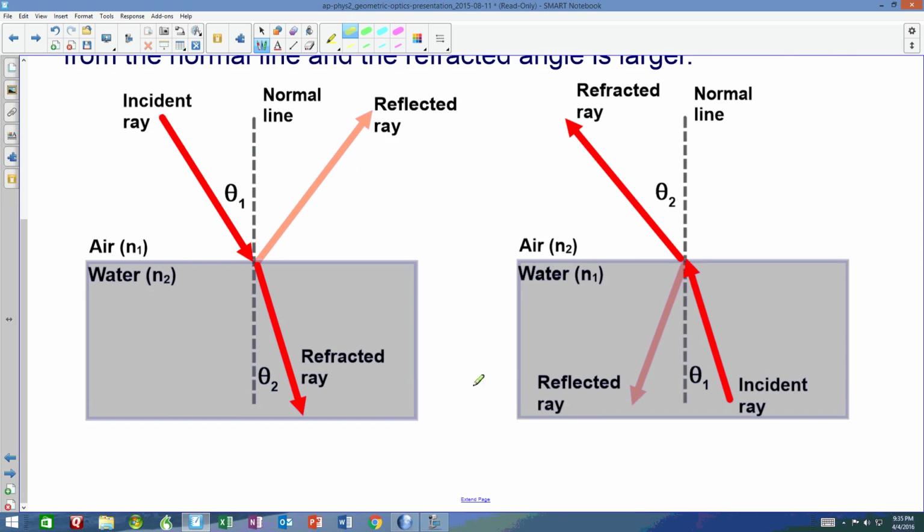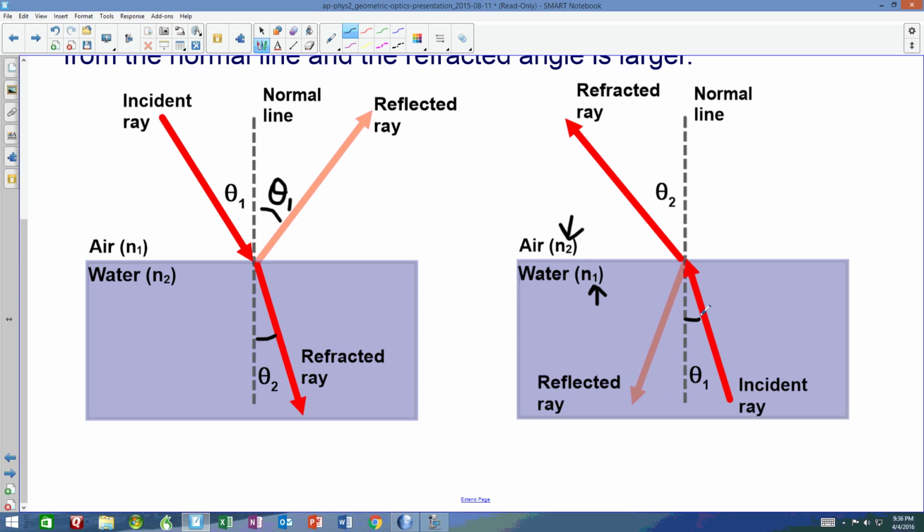Notice here that as the light ray comes in, there is a reflected ray. That angle of reflection is the same as the angle of incidence. This is theta 1 here. As the light ray goes in the material, notice that it is refracted. This refracted angle is going to be less than the incident angle because you're going from air to water. If, though, you start from water, here, notice that we have n1 for water, n2 for air.